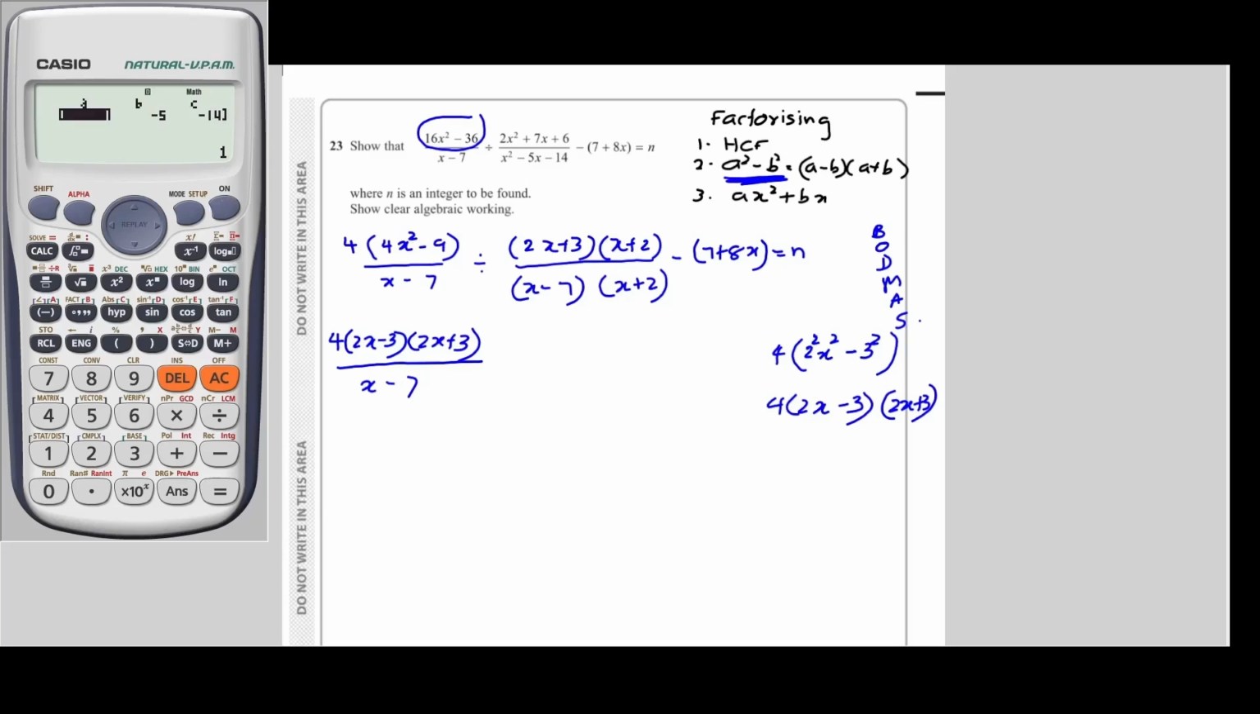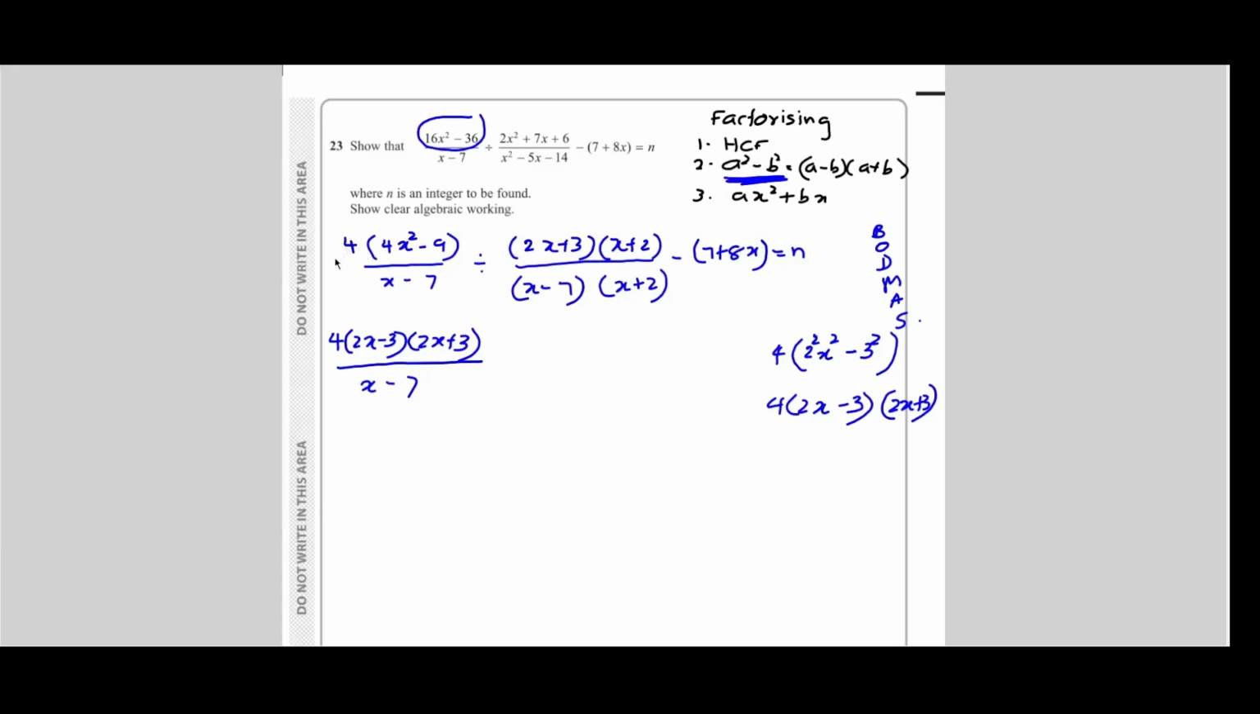If you are using the calculator for this one, this is the way we use it. We have to get A as 4. 4 equals, in this case, there is no x term, therefore B equals 0. Equals, C is minus 9. Before doing this, you need to take out the common factor. If you don't, your answer is wrong. So the answer gives us 3 over 2. Here I got 2x minus 3, here 2x plus 3. Same thing, the calculator gives it out.